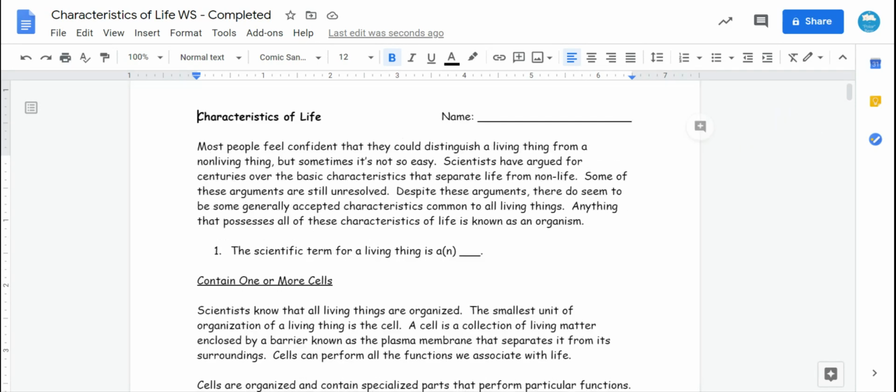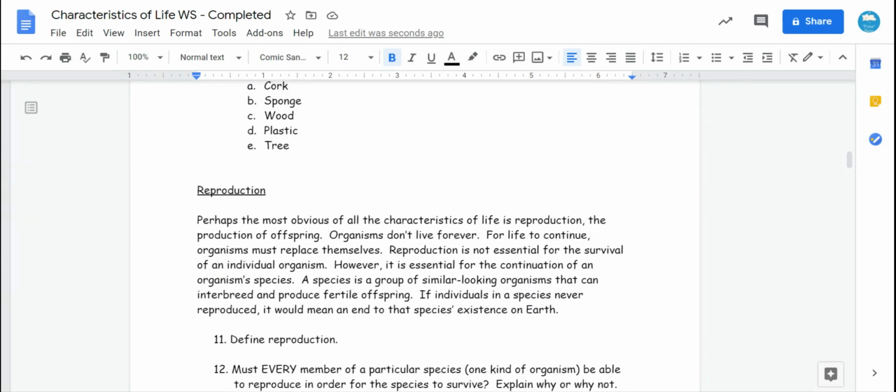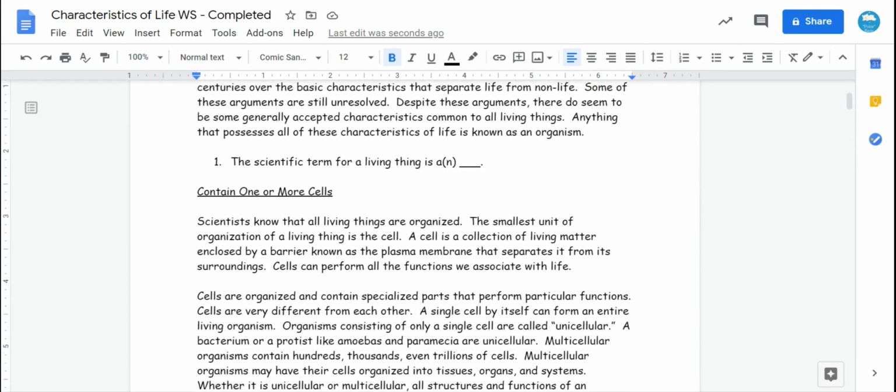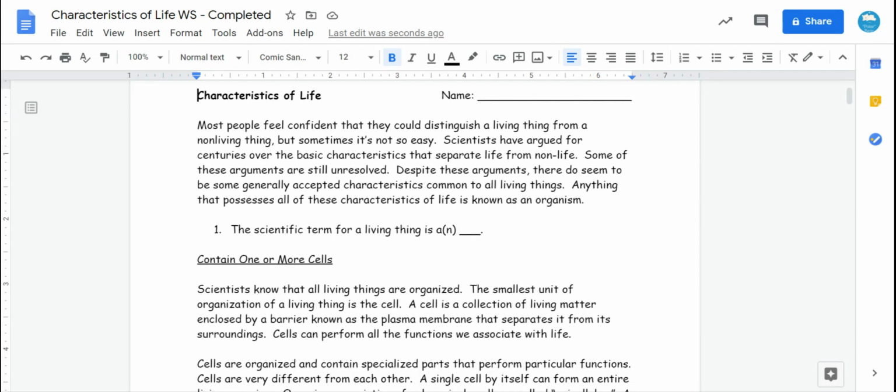So if you just get really confused on number 15, and that's under the reproduction section, then you can find the video reproduction and watch that. But if you get stuck on any of these and the video doesn't help, let me know and I'll help you out. You can put your name if you want to, but you don't have to. I'm not going to. But anyway, let's go ahead and get started.